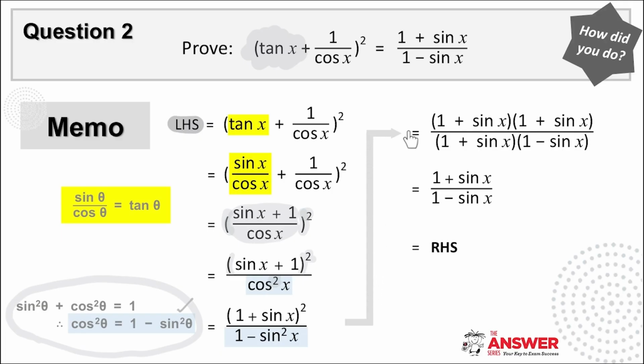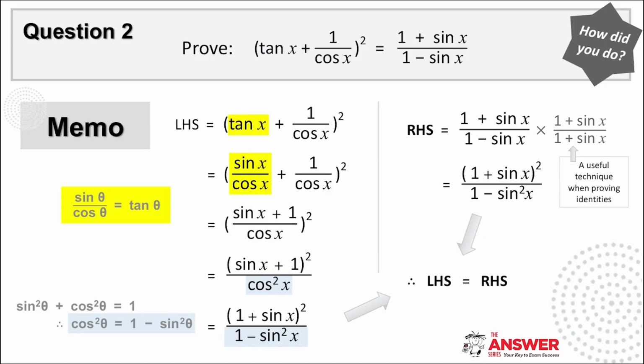Guided by the right-hand side, write the numerator out in full rather than expand the brackets. And in the denominator, did you remember that this is a difference of 2 squares? We can now see that these cancel, and we are left with 1 plus sin x over 1 minus sin x, which is the right-hand side.